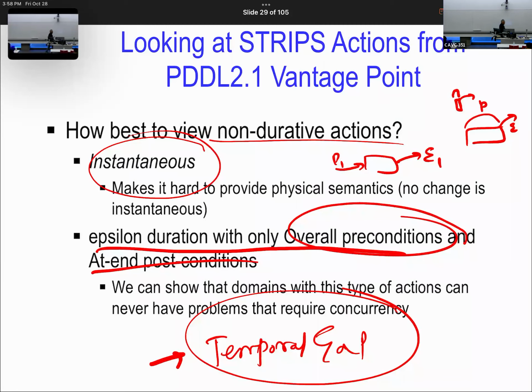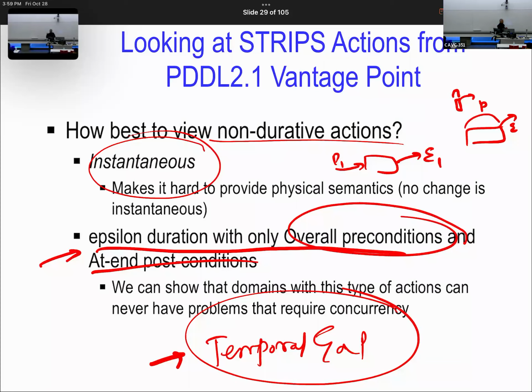Because you should have realized it by now, because I just said I can think of STRIPS as epsilon duration with overall preconditions and at-end postconditions. And STRIPS can be solved with just sequential plans. The parallelism is only a luxury, it's just syntactic sugar, right? Which means that in fact, if you have any actions, even if they are not epsilon thin, it's not epsilon that matters. It is that there's a point where all the preconditions are required and all the effects are.